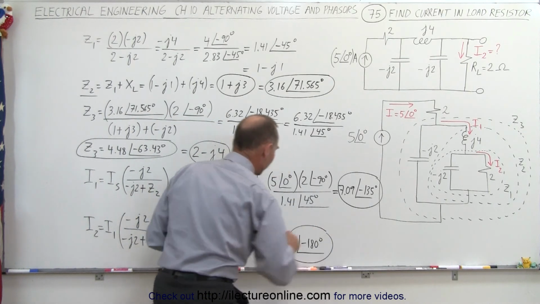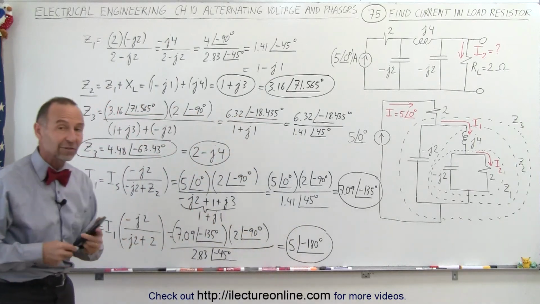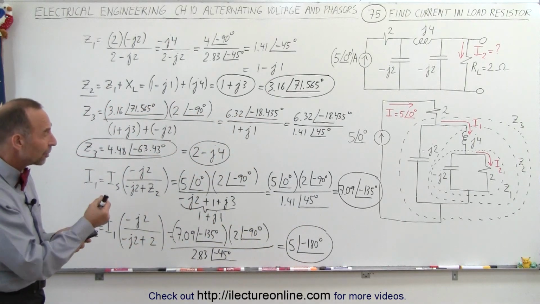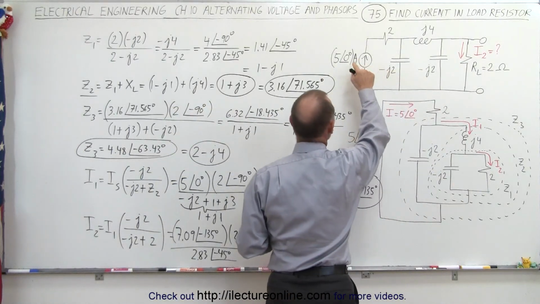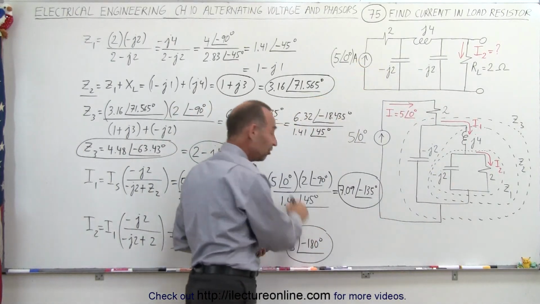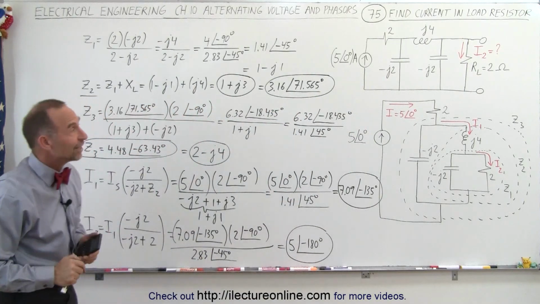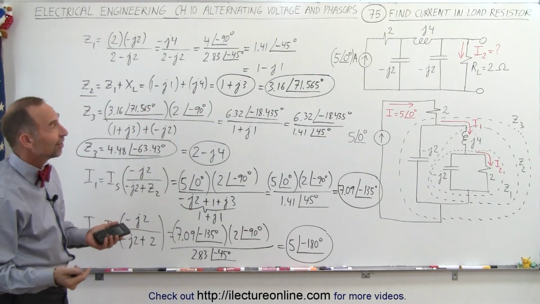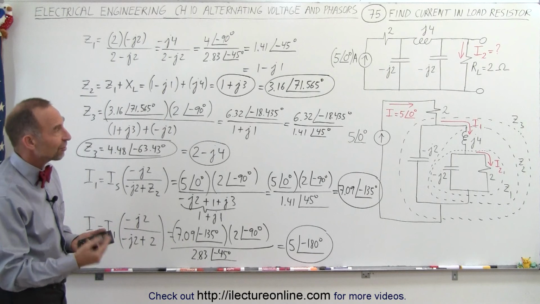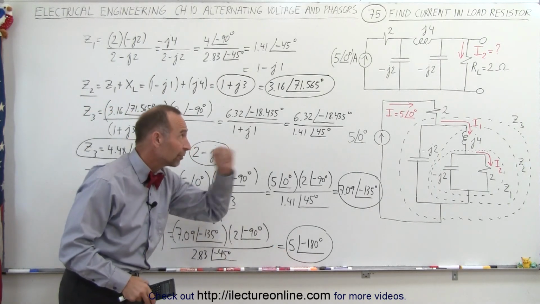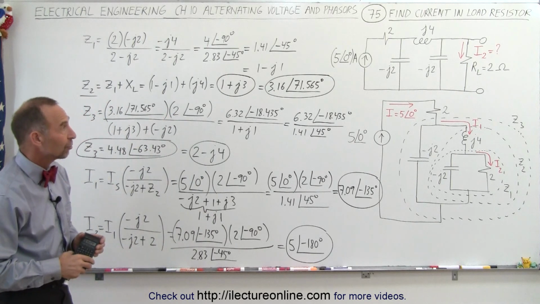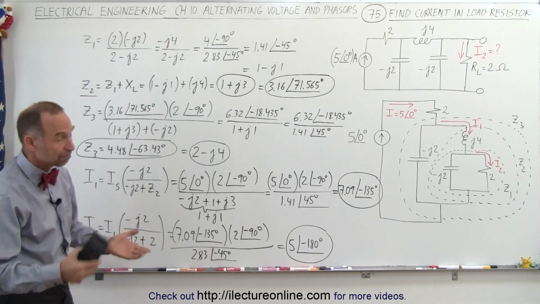This is kind of interesting. What we see here is essentially that the magnitude of the current through the load resistor is equal to the magnitude of the source current, but shifted by 180 degrees. So basically, this circuit became a phase shifting circuit of 180 degrees, and we have the same current flowing to the resistor as we get coming from the source. And that's how it's done.